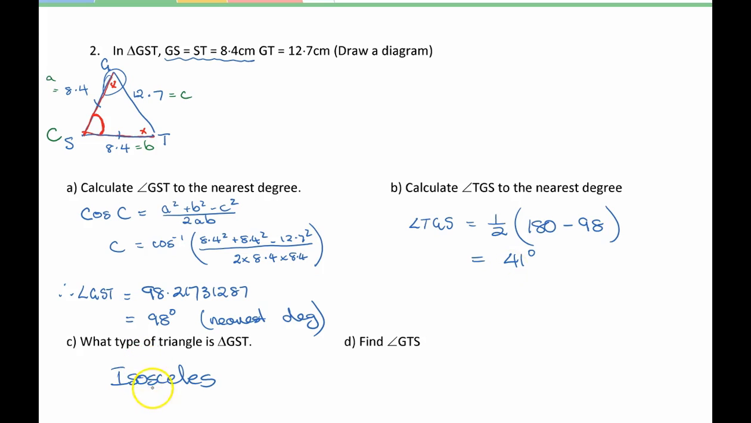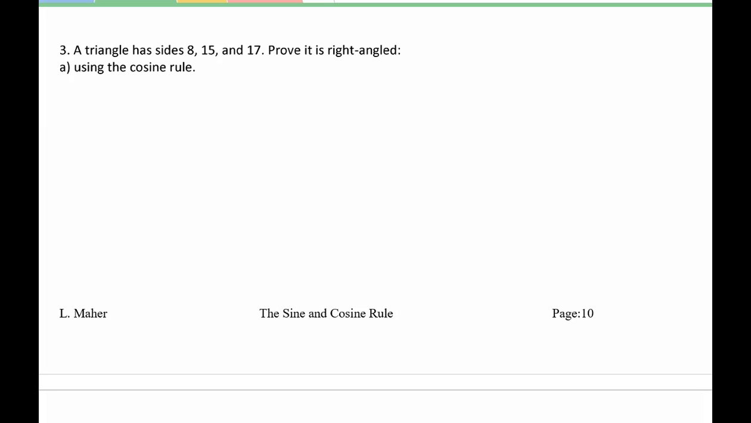We've answered C, what type of triangle is GST? It's an isosceles. And find the angle GTS, it's this one down the bottom here, which we've already established is the same as TGS, so we can write the answer straight down. We don't need to do any calculating. I think I'll stop the video there because it's getting long enough, and I'll do the next 2 examples in the new video.